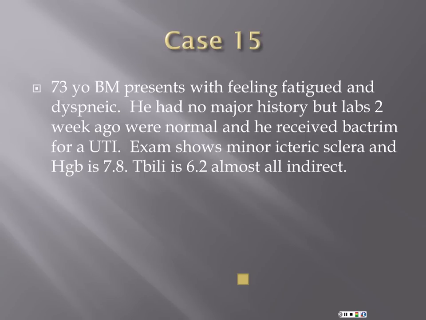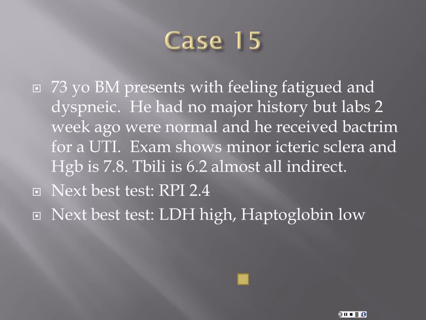On your boards question, always look at the RPI. The RPI is a little bit high. What's the next best test? LDH and haptoglobin, high and low. What's the next best test? The DAT is negative, so we know it's not autoimmune. What's the next best test? History and smear. Remember, history and smear. History, what on here is the red flag? Now you got Bactrim, right? So you had a recent issue.